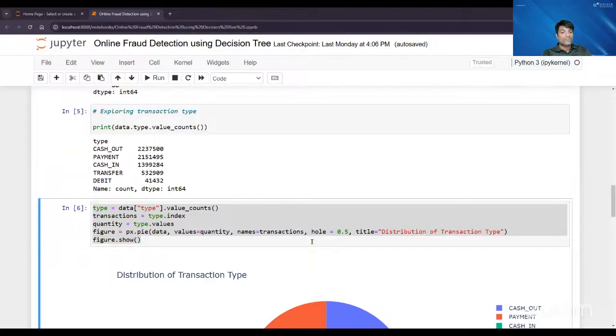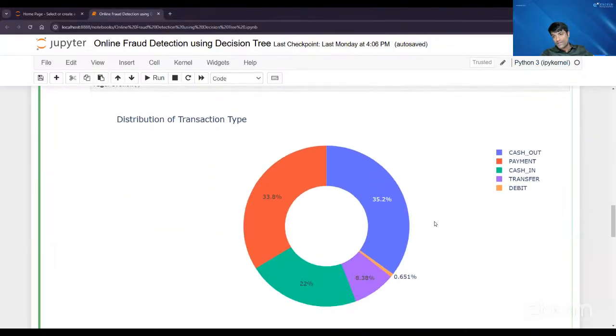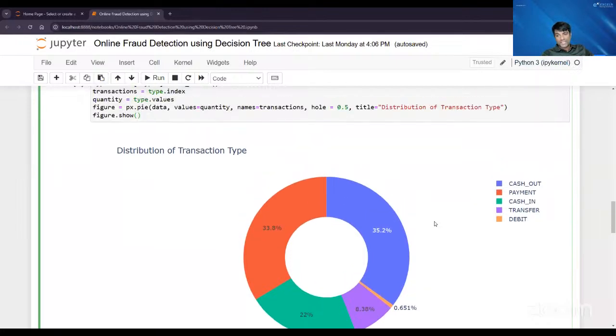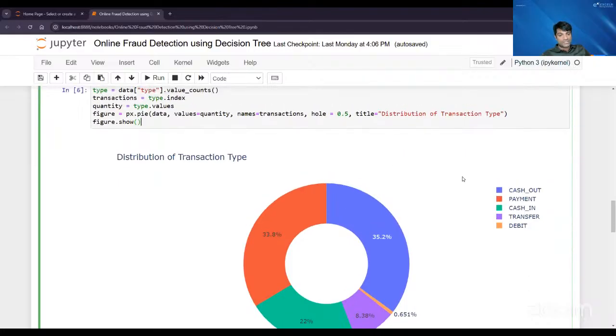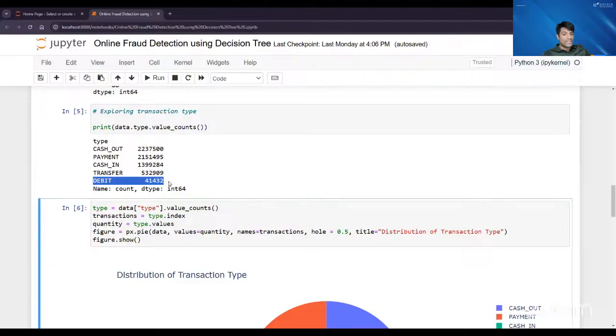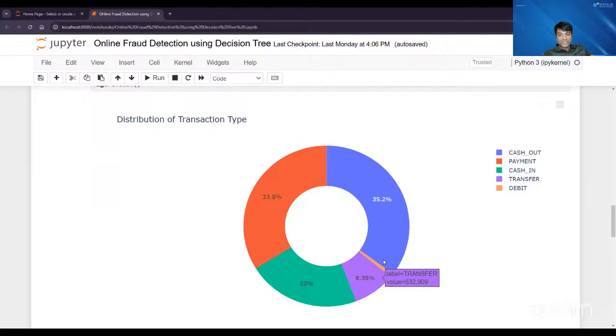Next, what I'm trying to do is build a pie chart to see the percentage. I'm using px for that. This pie chart will tell you what percentage there is for each kind of transaction. Here you can see that debit is very small. When you convert it to percentage, debit is only around 0.61% of the transactions.